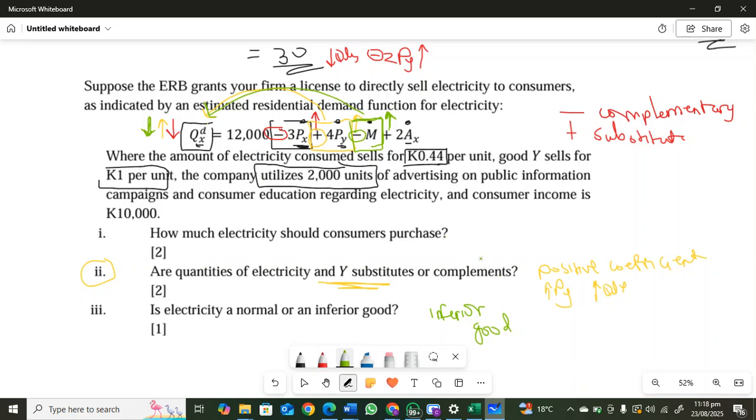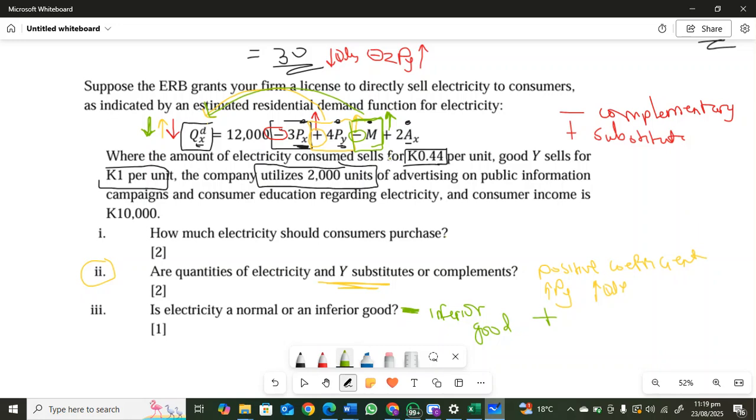So when you look at income, whenever you see an M in a demand function, if you have a negative sign, you're dealing with inferior goods. Meaning if your income goes up, you buy less of that good. If your income goes down, you buy more of the good. Inverse relationship.